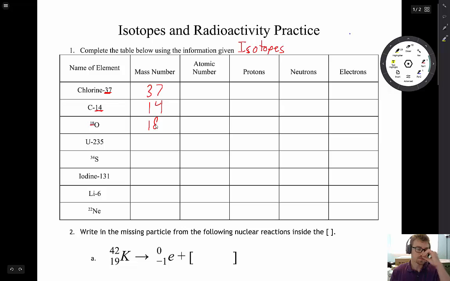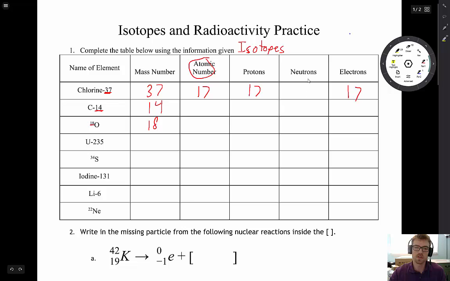In order to actually complete this, we also need to know the atomic number, right? If we don't know the atomic number, then we won't be able to know our protons and electrons. The atomic number is what you would find on the periodic table. So you go to your periodic table and find chlorine, and you'll see that the atomic number is 17, okay? So we know that the number of protons is 17 and the number of electrons will also be 17, because remember, those are always going to be the same for now.